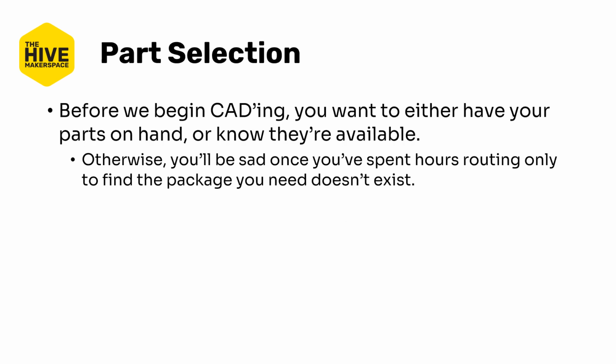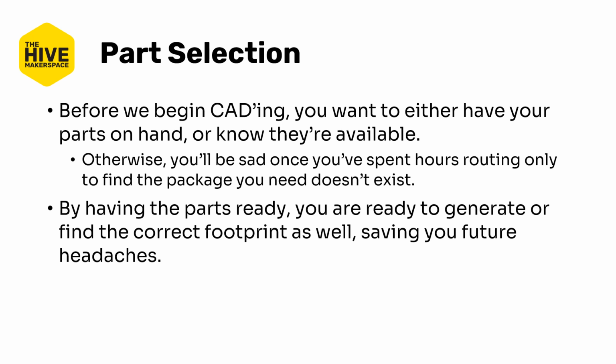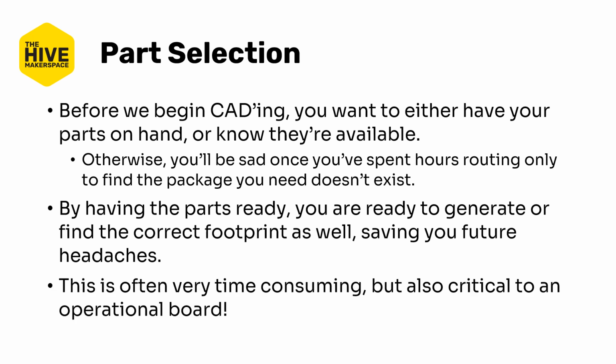So before we begin CADing, you'll want to either have your parts on hand or know that they're available. Otherwise, you could be very sad later when you've spent hours designing and routing only to find that the packages or parts you need don't exist. By having these parts ready, you're ready to generate and find the correct footprints as well, which will also save you future headache. This is often a very time-consuming process, but it's really important for an operational board, so definitely take the time to pick good components that will work for your design.